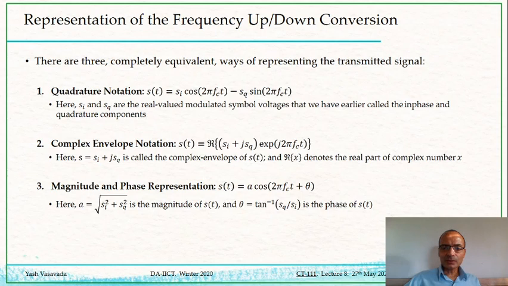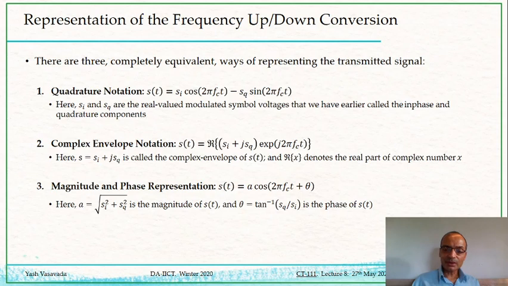Now, let us look at this representation here and see the effect of this in the frequency domain. And this is where we will bring the modulation theorem of Fourier transformation. This Si plus JSQ is a complex signal, but it is at what is known as baseband. It will have certain bandwidth. The actual bandwidth will depend on the pulse shape.